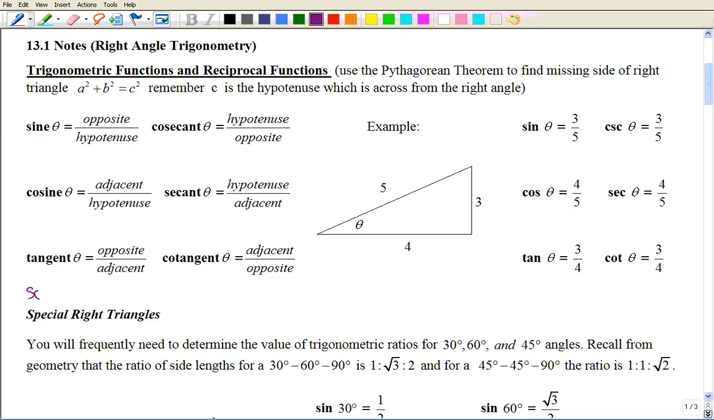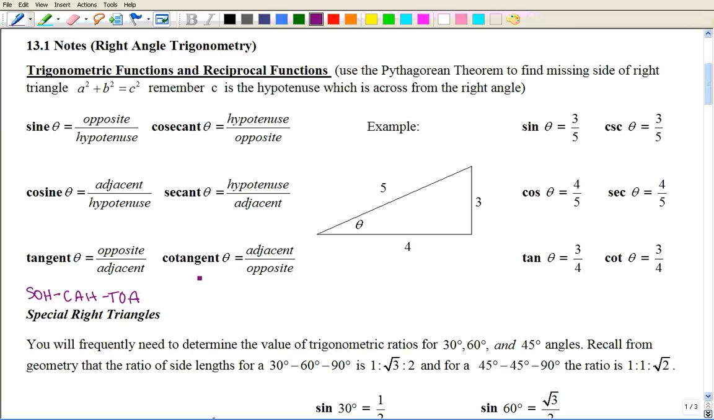And you can remember these, and you've probably already heard this before. SOHCAHTOA. So if you're just reading it left to right, sine is opposite over hypotenuse, cosine is adjacent over hypotenuse, and tangent is opposite over adjacent.